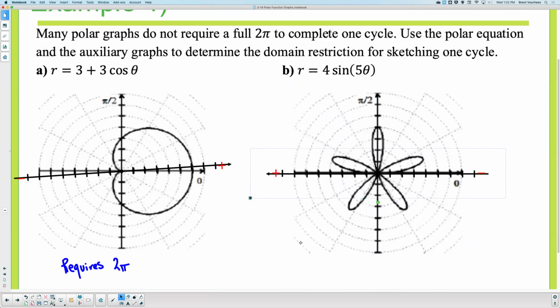How far have I gone? Look, the plus is on the left. That means it requires 1 pi. I'll put the 1 in there. It only requires 1 pi. Odd number petals only takes 1 pi. Even takes 2 pi.